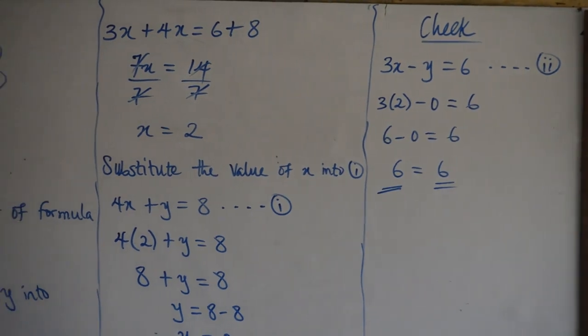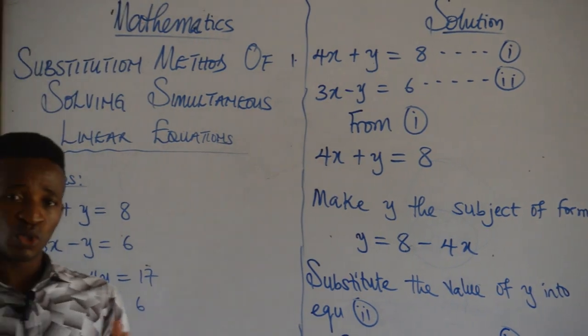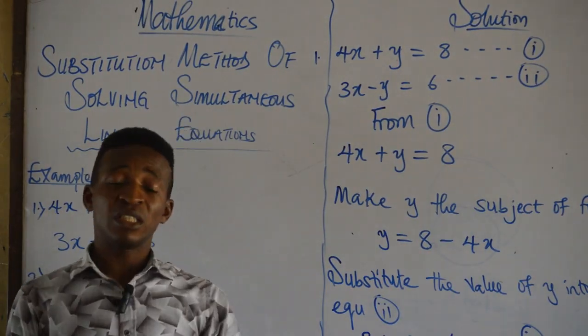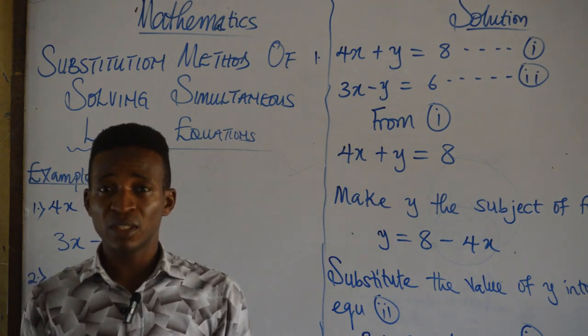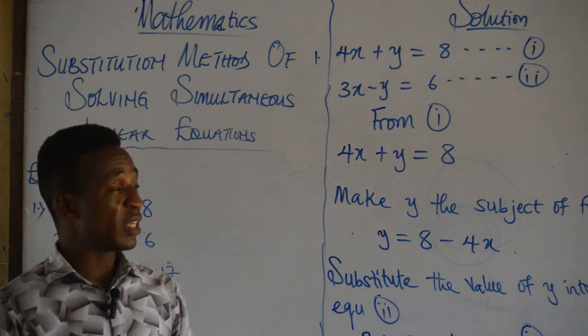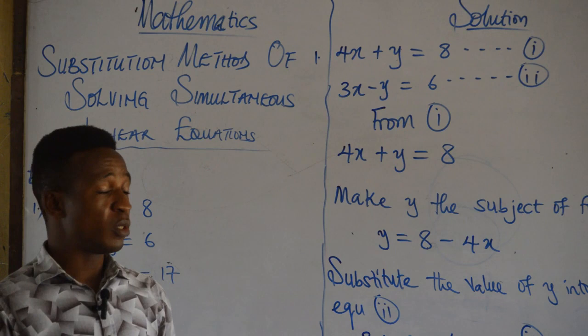Now what I'm going to do is recap or summarize what we've done as far as the first question is concerned, just for clarity's sake. For this question 1, we have 4x plus y equals 8 as our equation 1. Then we have 3x minus y equals 6 as our equation 2.